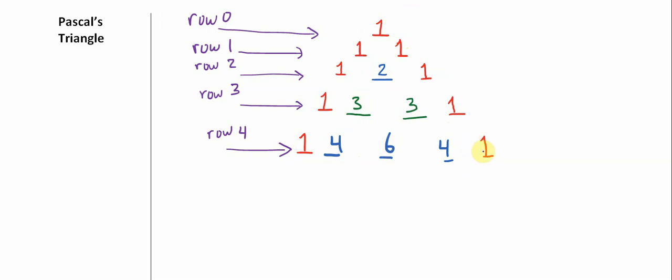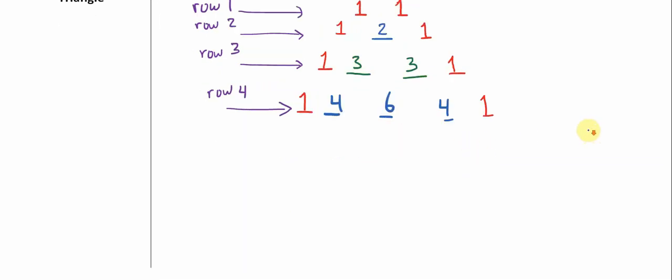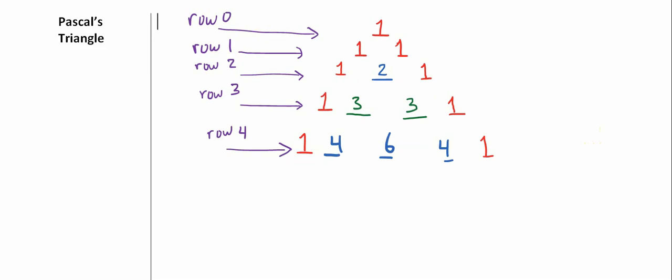So let's think about this for a moment and add a little more detail. This spot right here would be row 3, column 0, 1, 2. Row 3, column 2 is 3. Now, you can check this in your calculator. 3 choose 2 is precisely equal to 3.